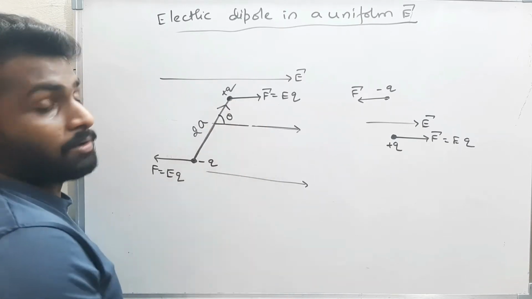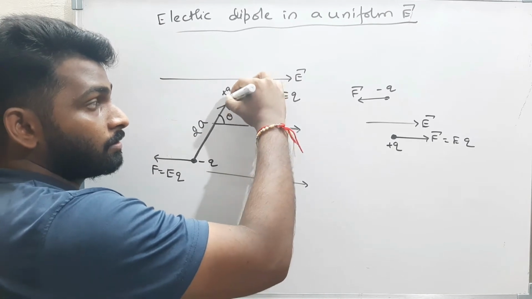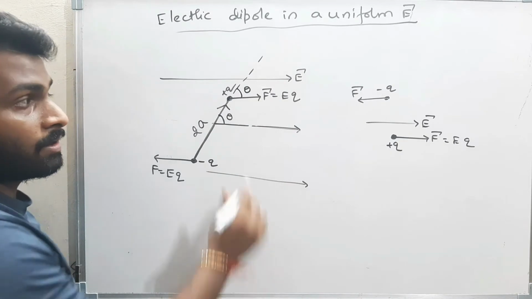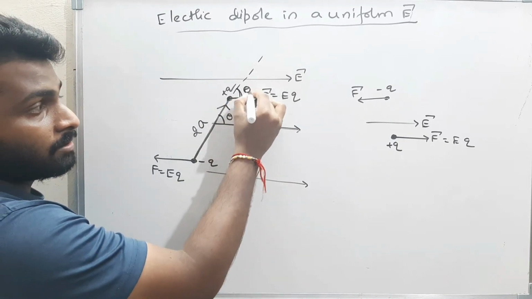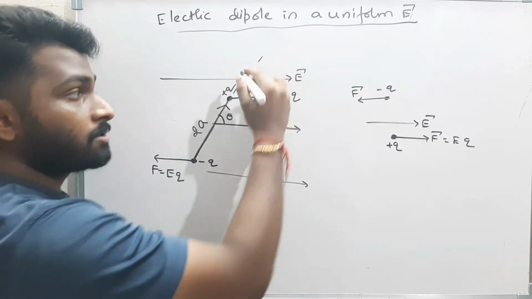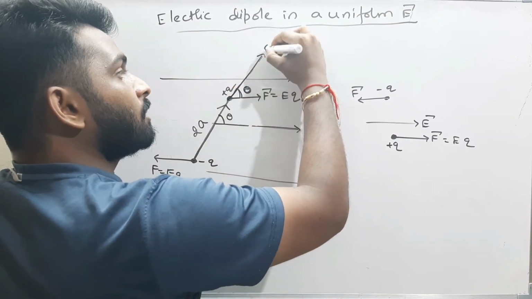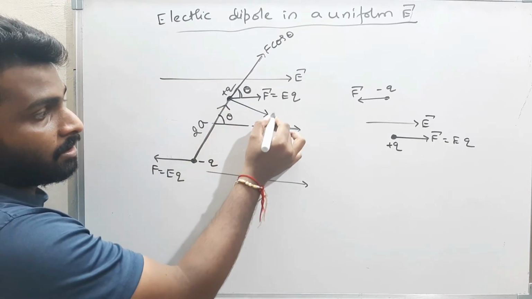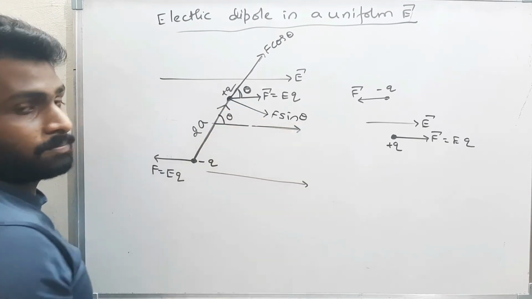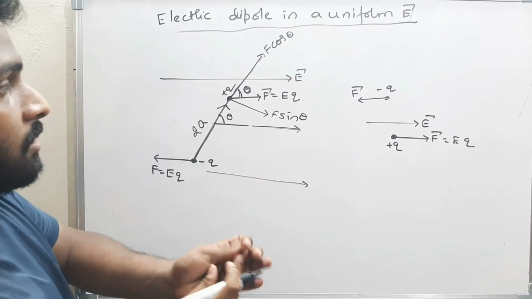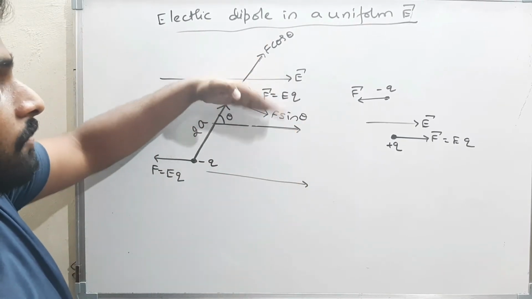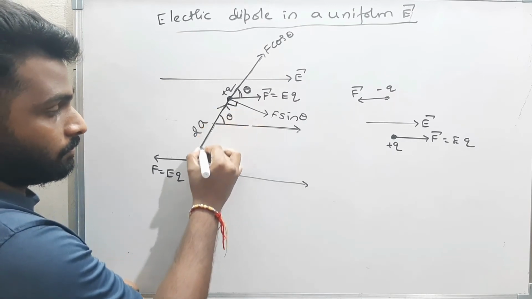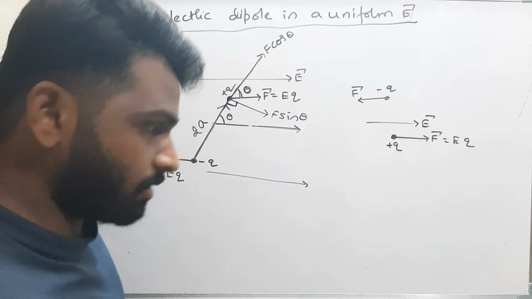Now, observe carefully. What is this angle? This angle is theta. This angle is theta. Now, I am resolving the components. This is f cos theta, and this side is f sin theta. I am resolving the force into two components, f cos theta and f sin theta. And this f sin theta is perpendicular to this dipole. Okay, now that's all completed.